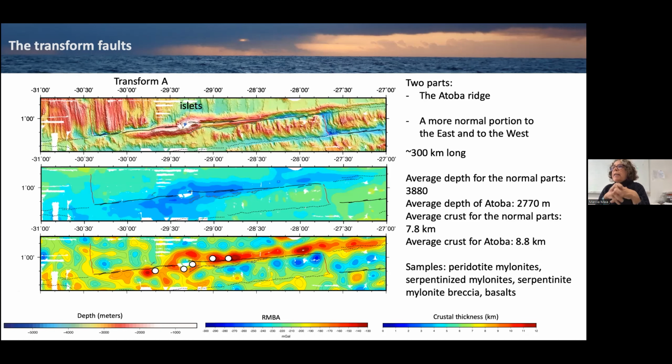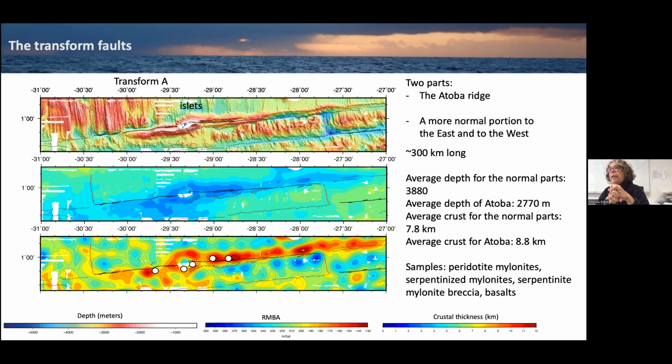So now transform A is by far the most complex one, because it is related to a large topographic ridge, which is the Atobá ridge, and the summit of this ridge forms the islets of St. Peter and St. Paul that we talked about previously. We have two more normal portions of this transform on the east part and on the western part. The transform itself is about 300 kilometers long, and Atobá is about 200 kilometers, so it leaves us about 100 kilometers of near normal transform fault.